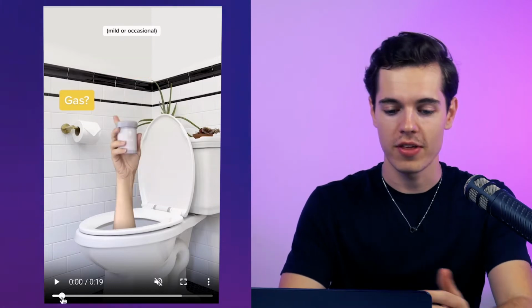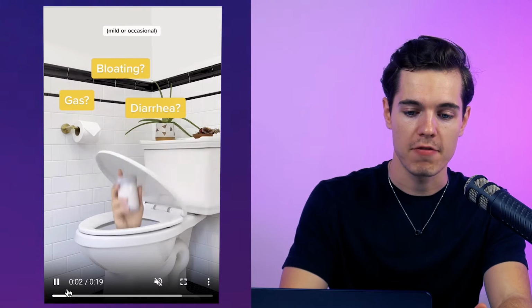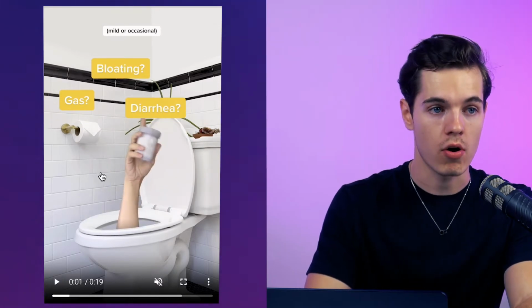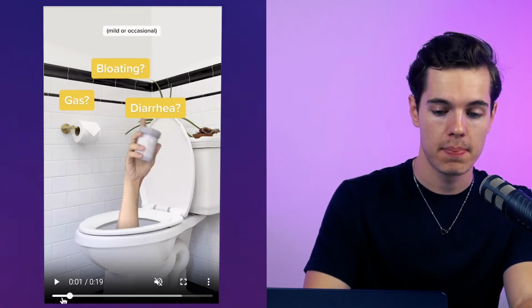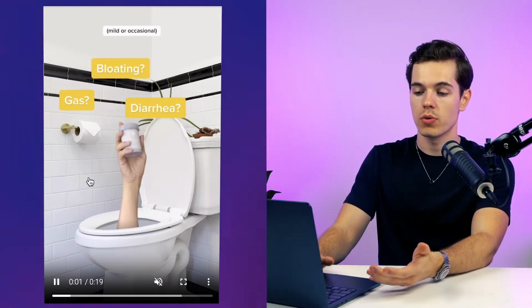Now, look how they've got the weird visual. I don't even know how they've pulled this off. They've got the hand coming out of the toilet and they've paired that with a direct call out of the pain points of their audience: gas, bloating, and diarrhea. If you suffer with these problems, you've got a good chance of stopping to watch the rest of this ad.